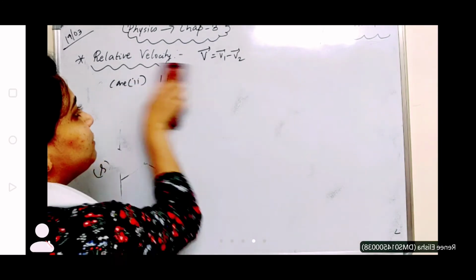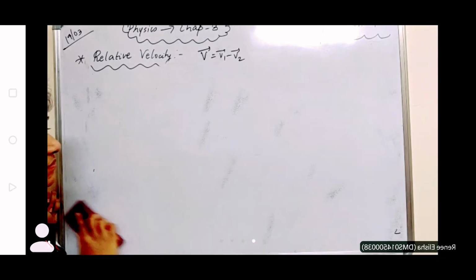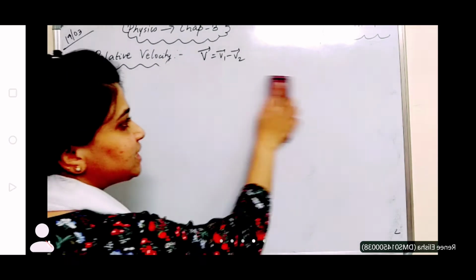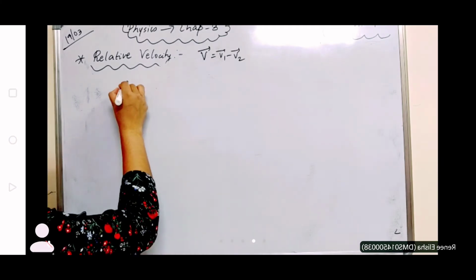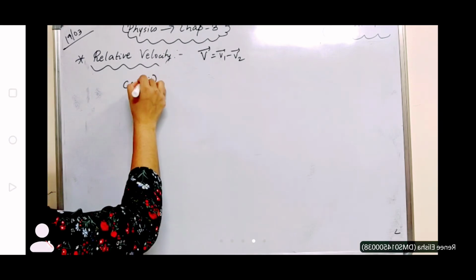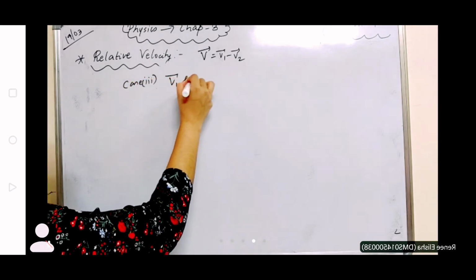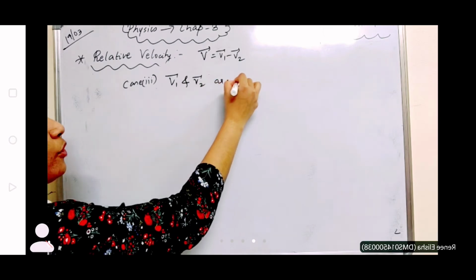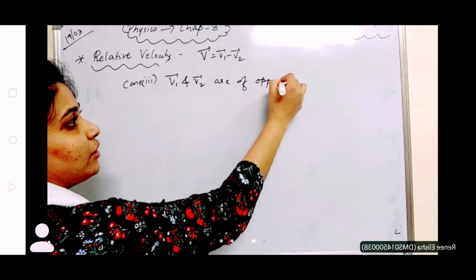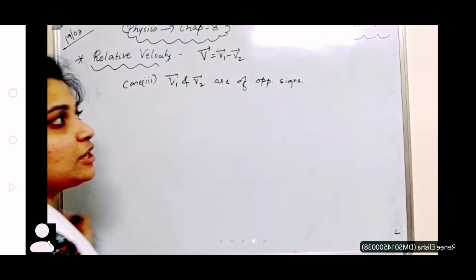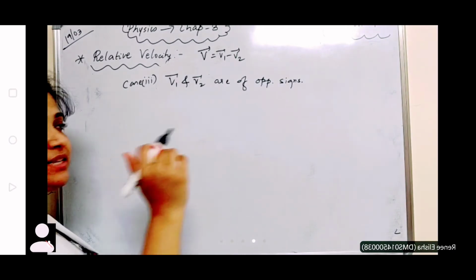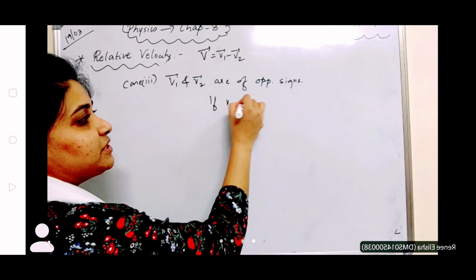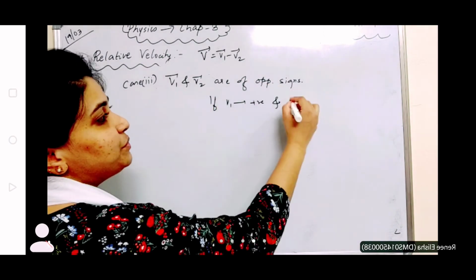Third case, what about case 3? Okay, the third case is also similar to this, but just something different, that's all. Now if V1 and V2 are of opposite signs, case 3, what will happen if V1 and V2 are of opposite signs? That means, let me consider, V1 is positive and V2 is negative.